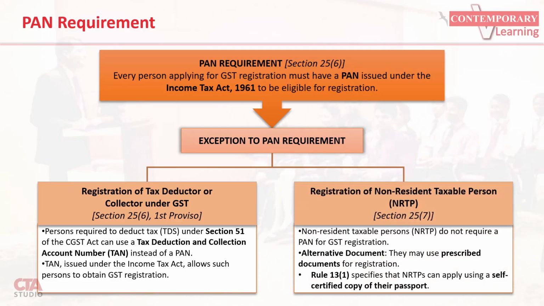Registration of tax deductor or collector under GST. Persons required to deduct tax (TDS) under Section 51 of the CGST Act can use a tax deduction and collection account number (TAN) instead of a PAN. TAN issued under the Income Tax Act allows such persons to obtain GST registration. This recognizes that entities deducting tax may not always need a PAN.